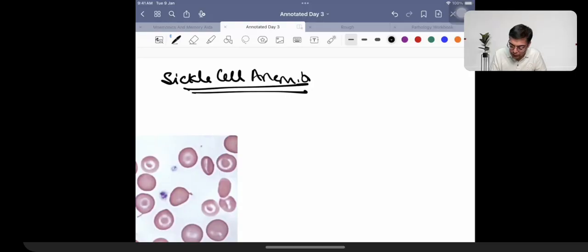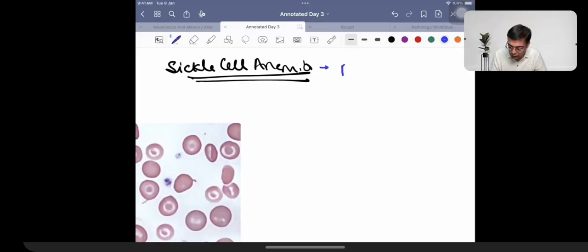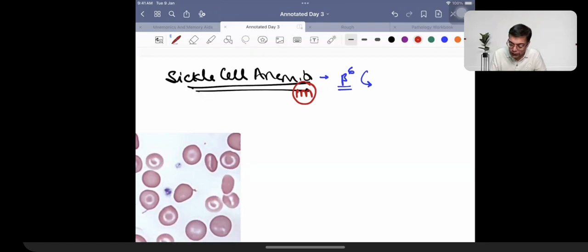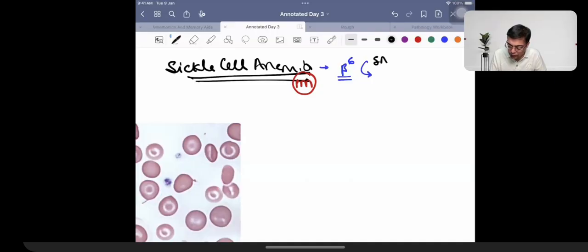Sickle cell anemia is seen because of a problem in the beta globin chain, at the 6th position. What's the problem? It's a point mutation. What kind of point mutation is it? Glutamic acid is going to get replaced by valine.